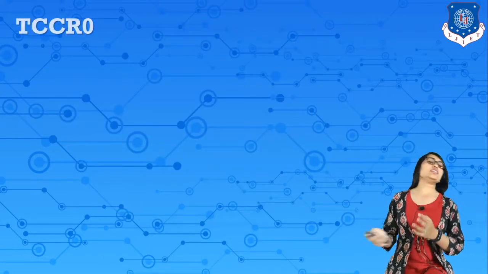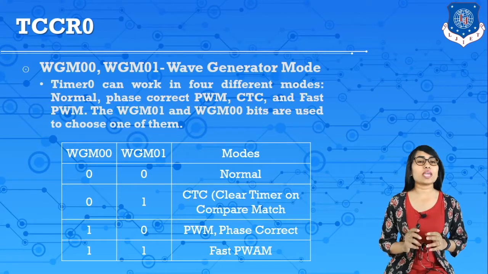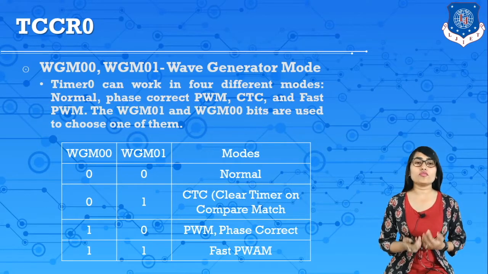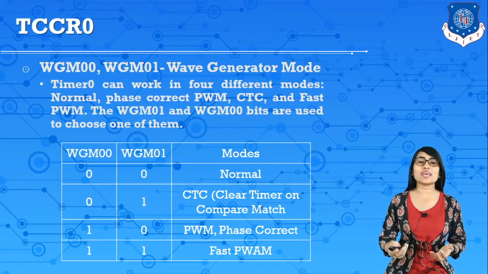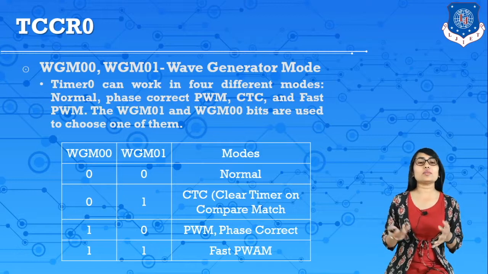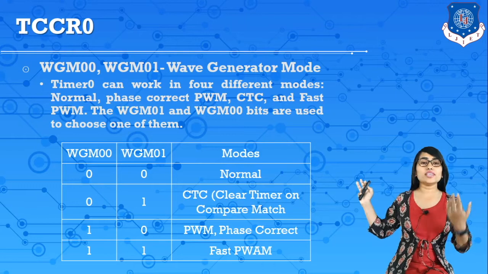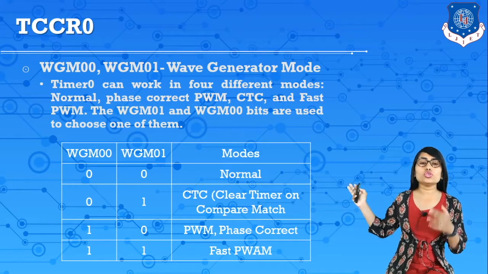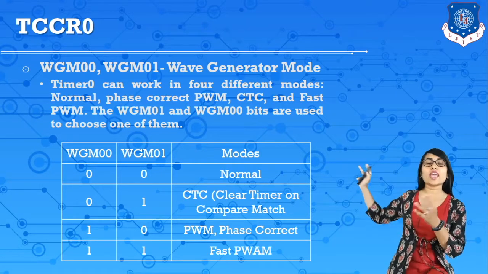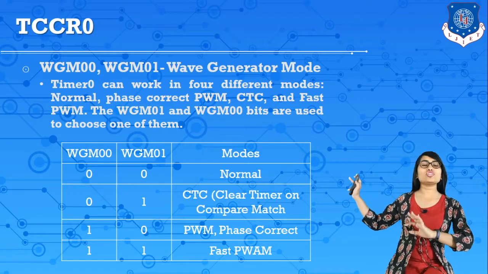Then next are WGM00 and WGM01. These are the wave generator modes. Timer 0 can work in 4 different modes: normal mode, phase correct PWM, that is pulse width modulation, then CTC mode, that is clear timer on compare match, then fast PWM. To decide which mode we want to use to generate a delay, we have to decide the values of WGM00 and WGM01.